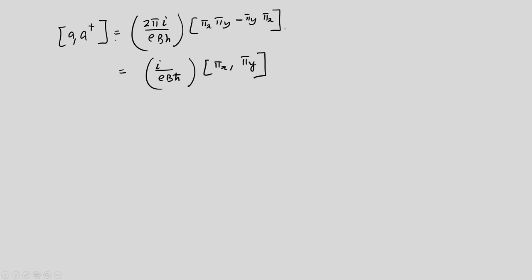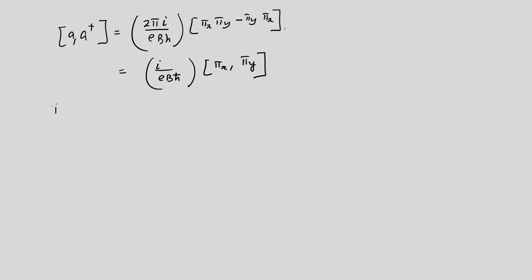So A and B, they don't commute, of course, which we know, and the commutation is expressed in terms of pi x, pi y. Now if you remember, if these were canonical momenta, then [p_x, p_y] should be equal to 0, because the x component of p has got nothing to do with the y component. But they are not canonical, as we have said earlier.